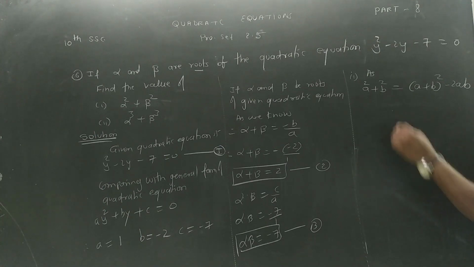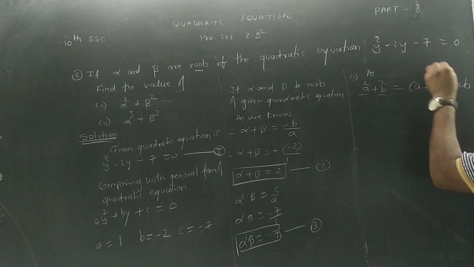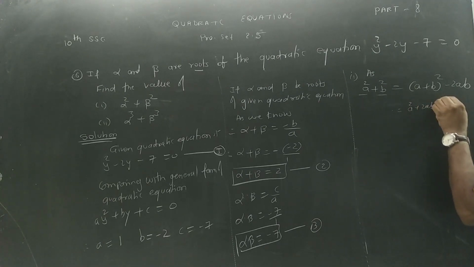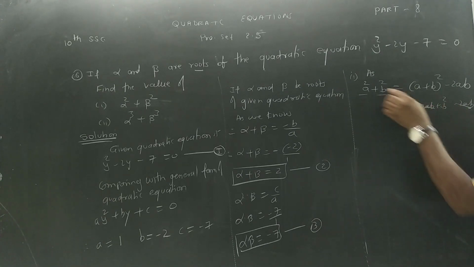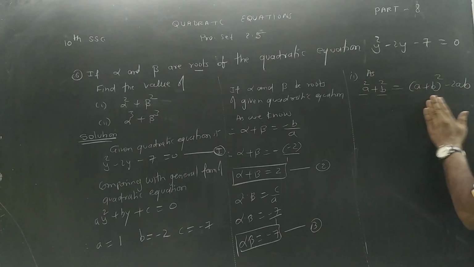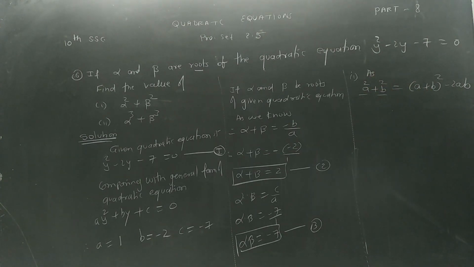How is the formula derived? We know the formula of a plus b the whole square. What is that? A square plus 2ab plus b square minus 2ab. This will cancel, and we get the same answer. So that's why. But if you don't remember this, you will have to memorize it fully. What is the formula? A square plus b square is equal to a plus b the whole square minus 2ab.